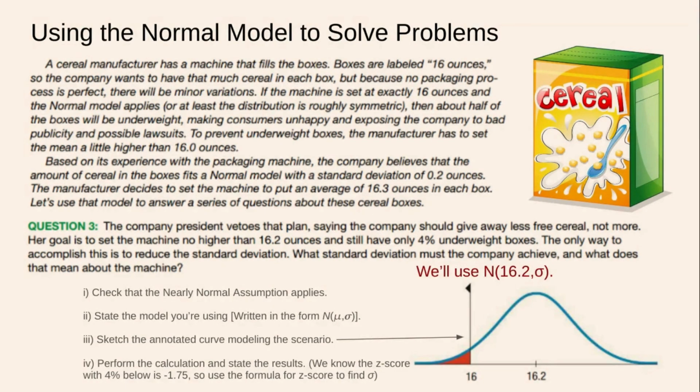Here we go. So there's my model we're going to use. And here is the math. This is the interesting part. We have the z-score that gets 4% below. We have our data value, our cutoff. We have the mean, and we have the standard deviation, which is unknown. With a little algebra, we can know it. Here's how we do it. I could subtract 16.2 from 16. I would get negative 0.2. Then I could multiply both sides by sigma, divide both sides by negative 1.75. If I were to do that, I would get approximately 0.1143. So my standard deviation would have to be a bit smaller to make a curve with a mean of 16.2 only generate a value below 16 4% of the time.